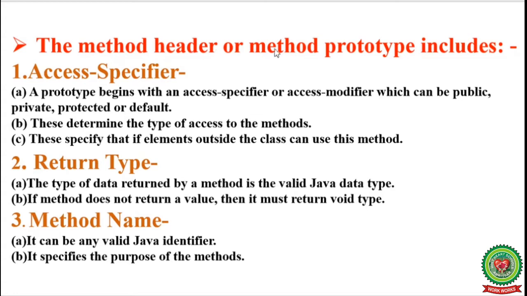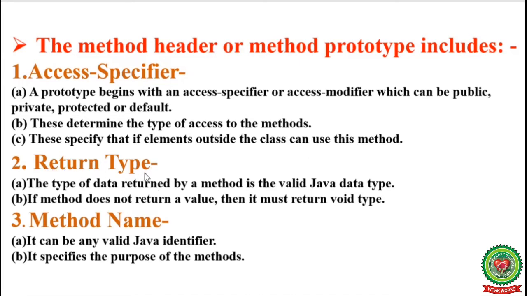The method header or method prototype includes, number 1, access specifier. A prototype begins with an access specifier or access modifier, which can be public, private, protected or default. These determine the type of access to the methods. These specify whether elements outside the class can use this method. Like public, if we write public as an access specifier, it can be used by all the classes.